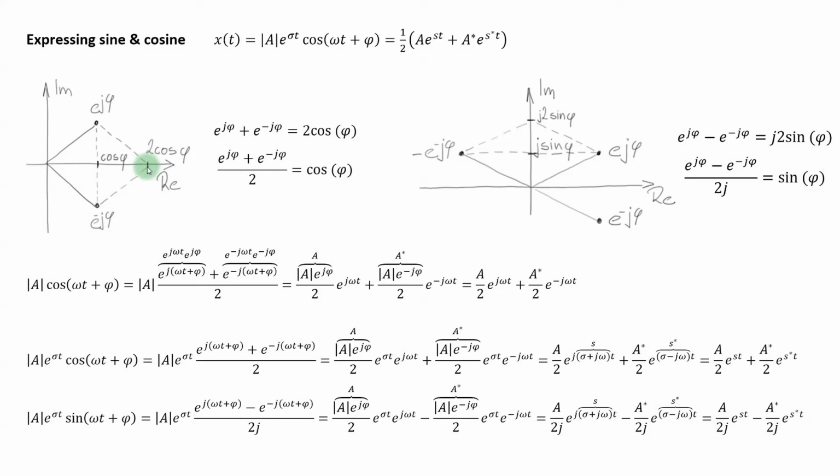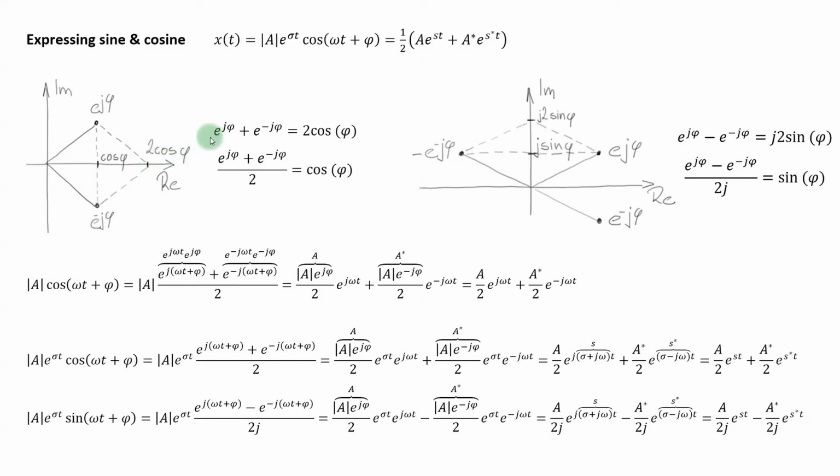Now, what is the value of this result? Well, its imaginary value is 0, so it's going to be a real number. And what is its real value? Well, it's going to be twice this value. And what is this value? Well, that is the real part of this complex exponential, and that is cosine of phi. So this is going to be 2 times cosine of phi. So when I add this complex exponential and this complex exponential, I will get 2 times cosine of phi.